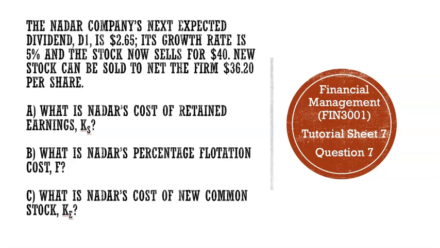The Nadar Company's next expected dividend D1 is $2.65. Its growth rate is 5% and the stock now sells for $40. New stock can be sold to net the firm $36.20 per share. What is Nadar's cost of retained earnings? What is Nadar's percentage flotation cost? And what is Nadar's cost of new common stock?